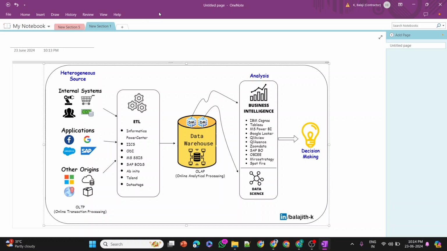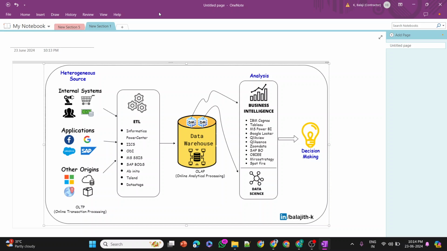Hello friends, today we are going to see about data flow in a data pipeline. How will the data be used? Why do we need data?